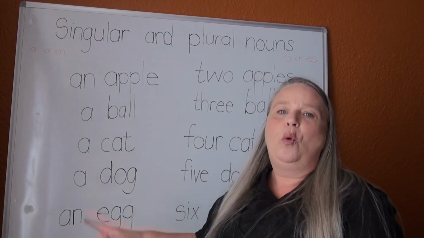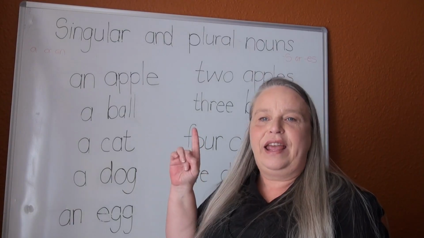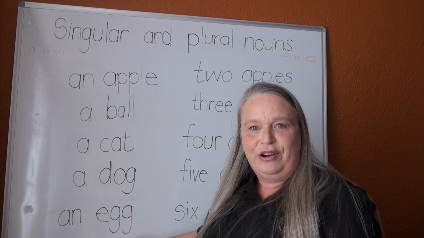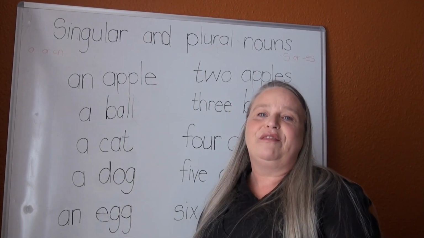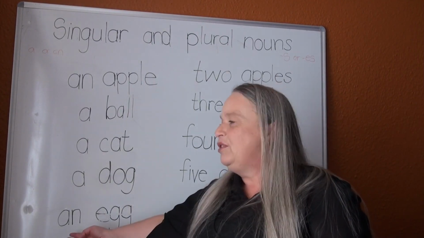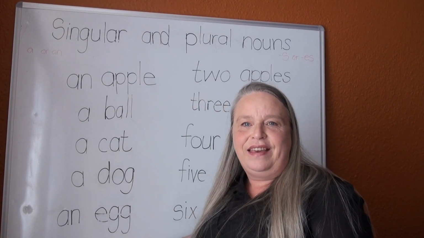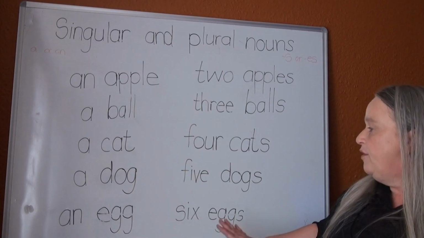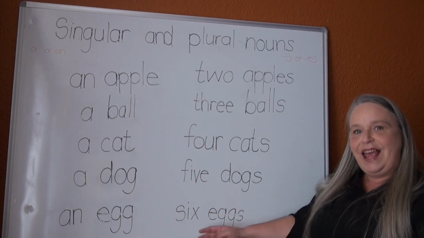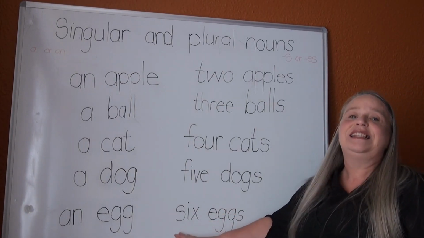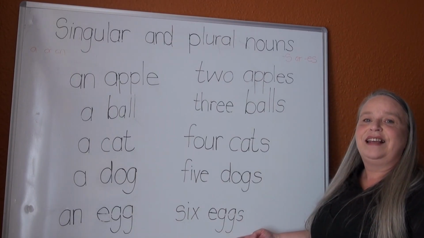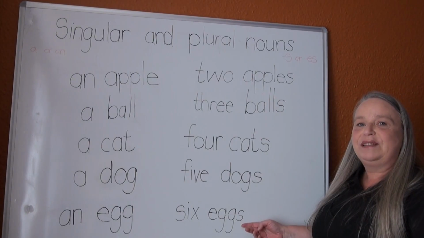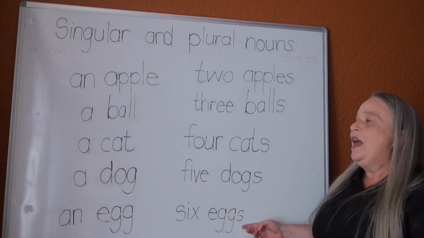Egg. One egg, singular egg. We will say an egg, because yes, you are correct. Egg starts with a vowel E, so we will use an egg. Now let's look if we use six eggs. Six eggs. So six eggs with an S. Please don't forget that S.